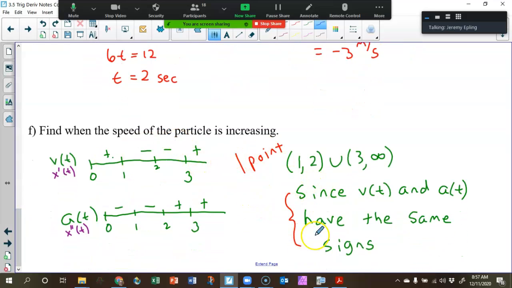You do have to have an explanation with those values. Okay, and you could write that in inequality notation. You don't have to use intervals. It would be just fine. T is greater than 1, less than 2, or T is greater than 3. That would be just fine. Any questions there in part F?